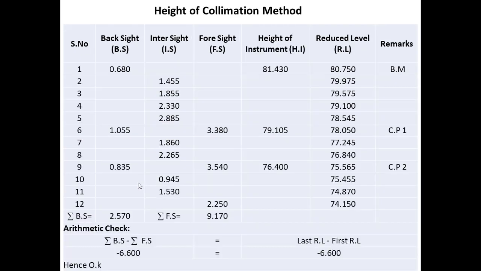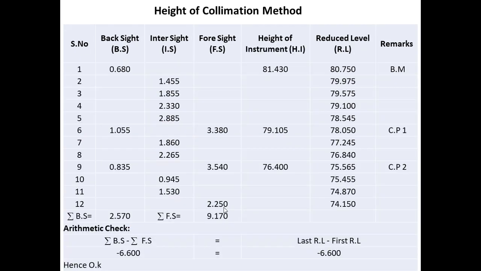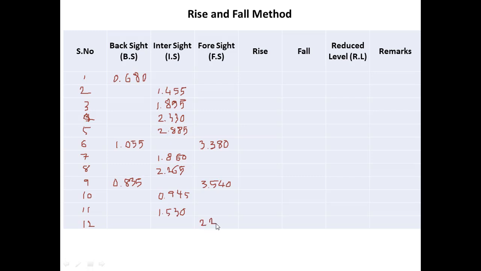Then the instrument has been shifted to another place. With respect to change point 2, we take the first value, that is 0.835, and write it in the backsight. Then 0.945, 1.530, and finally with respect to the change point 2 position we have taken the reading of 2.250, which can be written under foresight. So this is called booking of level.